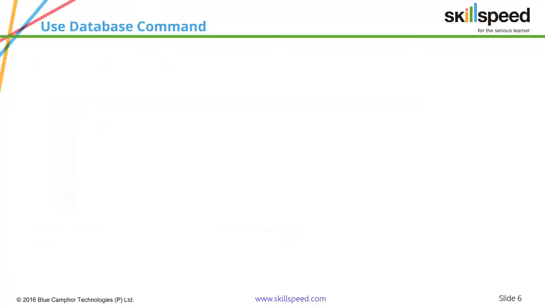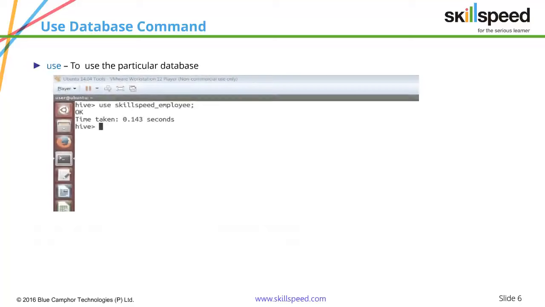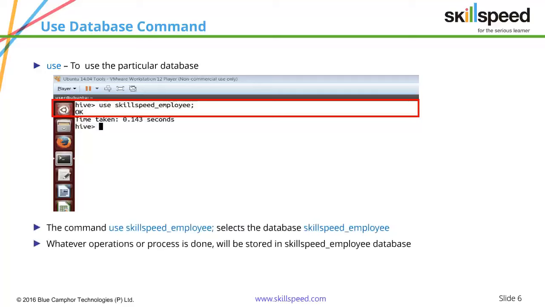Now, in order to use this particular database for our operations, the command we have to type is use followed by the database name. So I have typed in use skillspeed_employee and it returns an OK message. From this moment onwards, whatever I'm doing will be stored under the skillspeed_employee database.